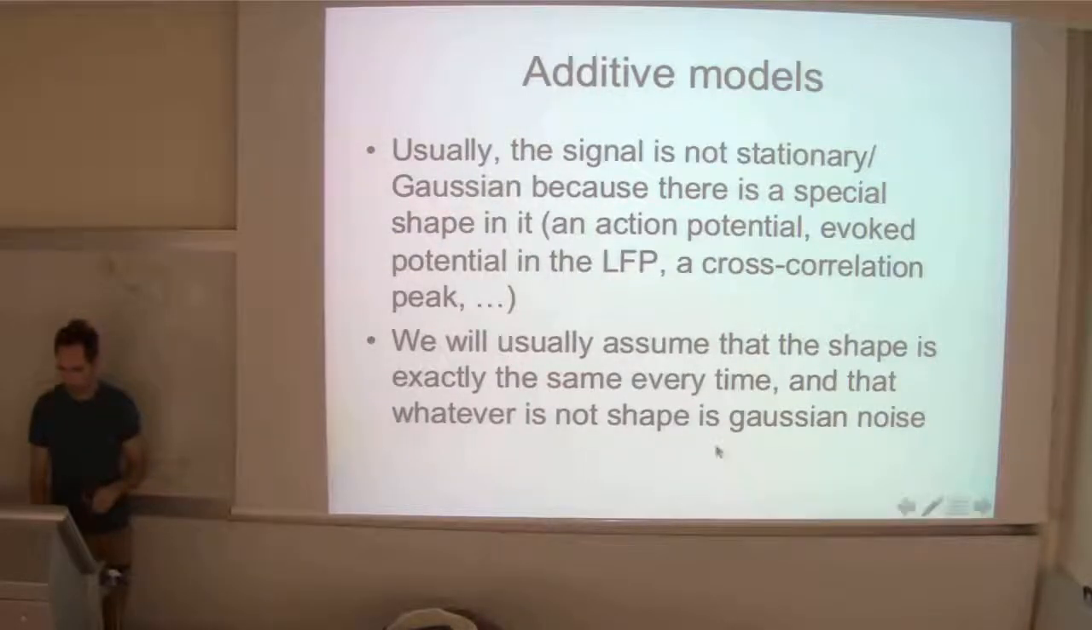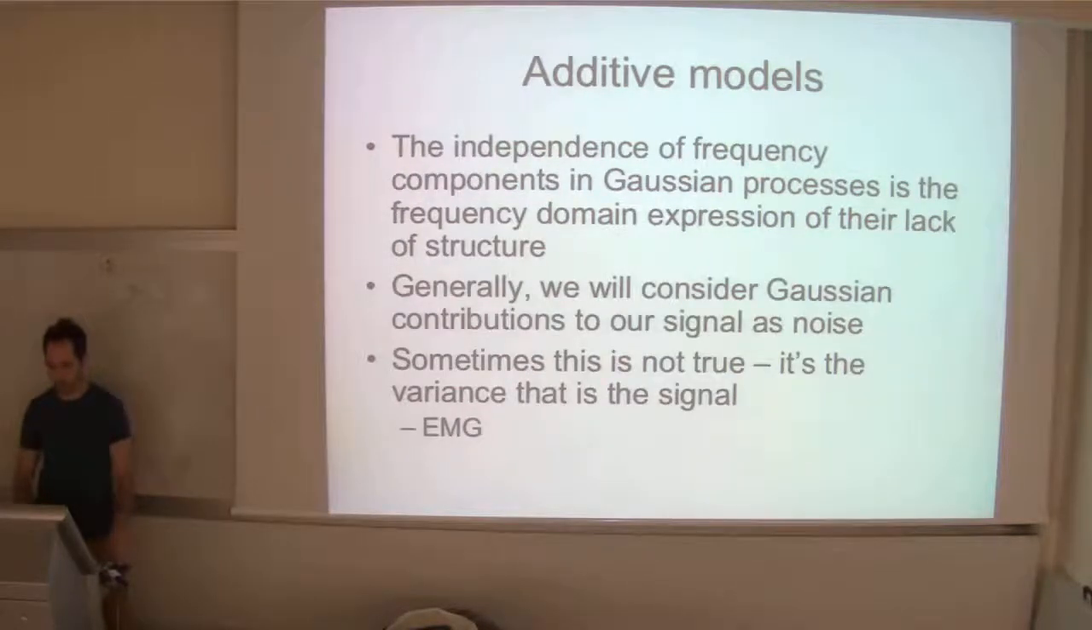And we will usually assume that the shape is exactly the same every time, or almost the same every time, and whatever is not the shape is going to be the noise. In our case, it's going to be Gaussian noise. Because we know a lot about random processes, and how to talk about them in the frequency domain, we can now actually do it.